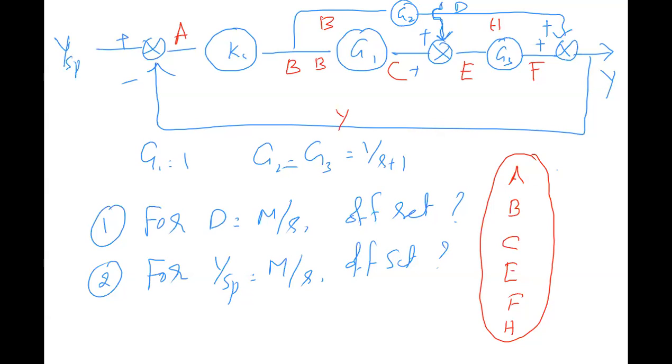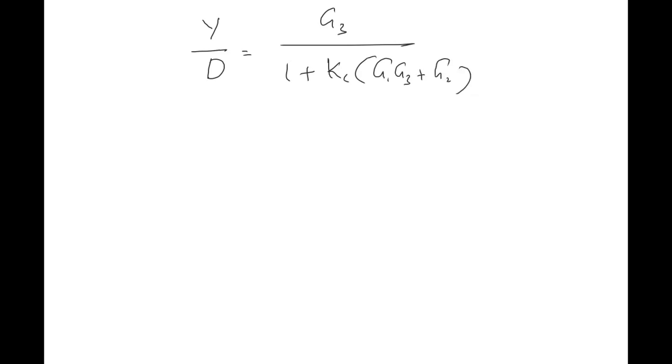Answer is minus m by 1 plus 2 Kc, m by 1 plus 2 Kc. I'm not going to derive the transfer function since we have already derived many transfer functions. So I'm just giving the final value. What is Y by D is G3 by 1 plus Kc into G1 G3 plus G2. This is what you get for Y by D.